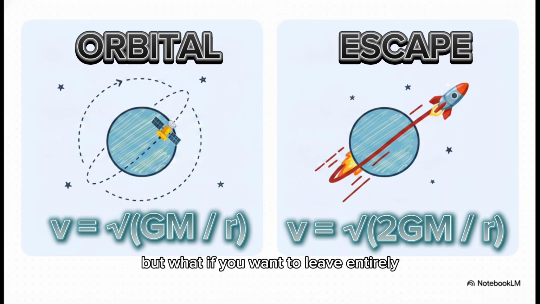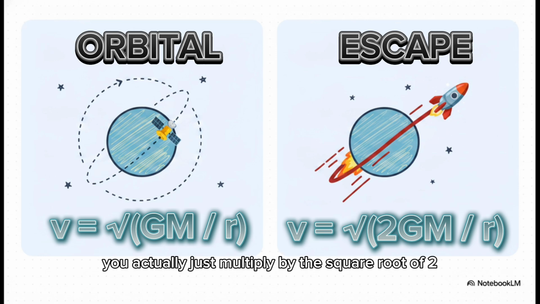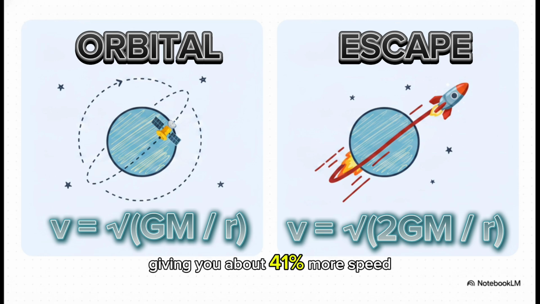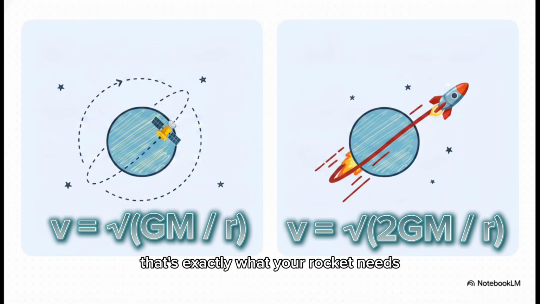But what if you want to leave entirely? You need the escape velocity. For that, you actually just multiply by the square root of 2, giving you about 41% more speed. That's exactly what your rocket needs to completely break the chains of gravity and head out into deep space.